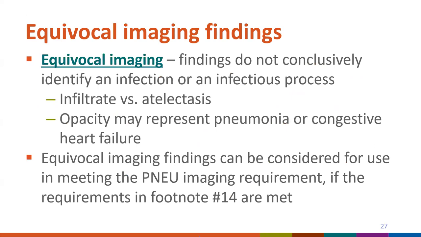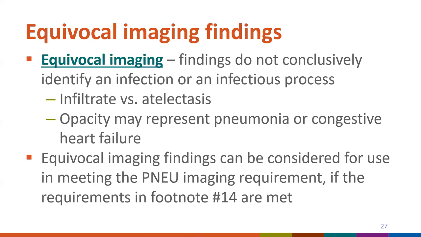When assessing imaging findings, we often see findings that are considered equivocal for infection. So what exactly do we mean by equivocal imaging findings? We mean that the imaging does not conclusively identify an infection or infectious process. In other words, the findings may be due to infection or they may not be due to infection. For example, you may see one of the following: infiltrate versus atelectasis, or opacity may represent pneumonia or congestive heart failure.